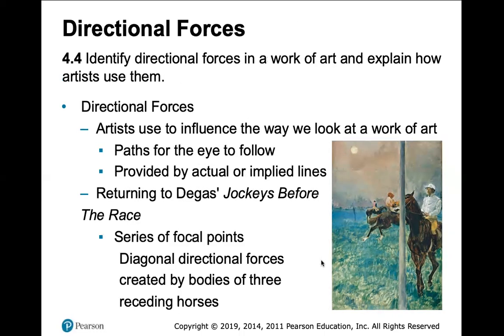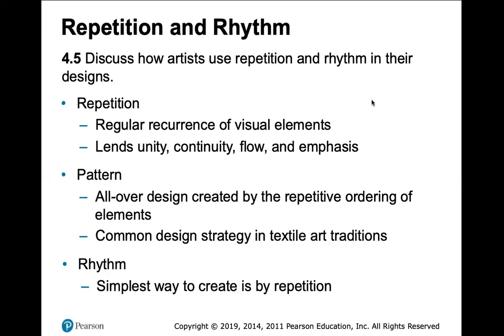Now, again, directional forces are paths for the eye to follow. That's another visual element that could be created by actual or implied lines. And again, we see an implied line happening with the horses, right? So we look at the large horse and the smaller horses kind of lead our eye to this vertical element here, and then upward toward the sun. And so there's a series of focal points, diagonal directional forces as well within Degas' painting.